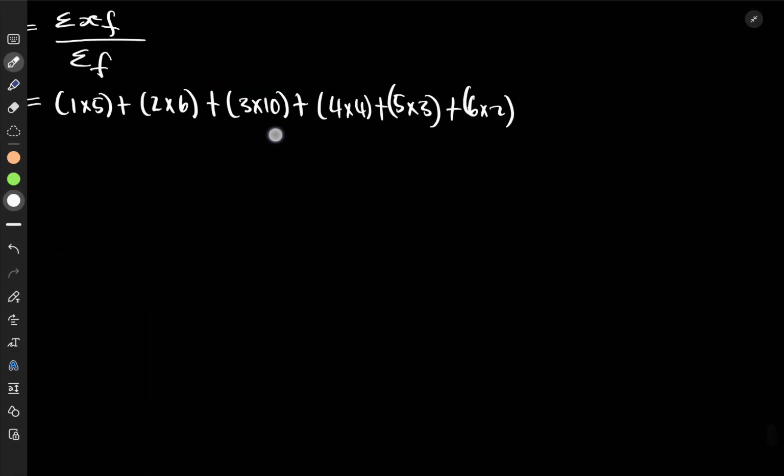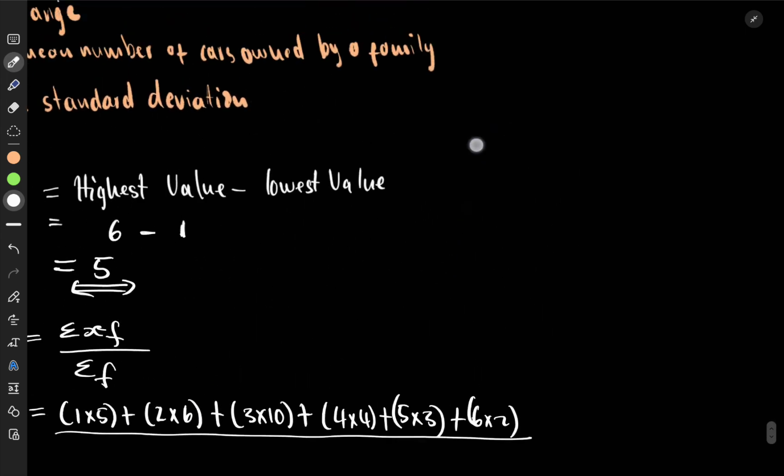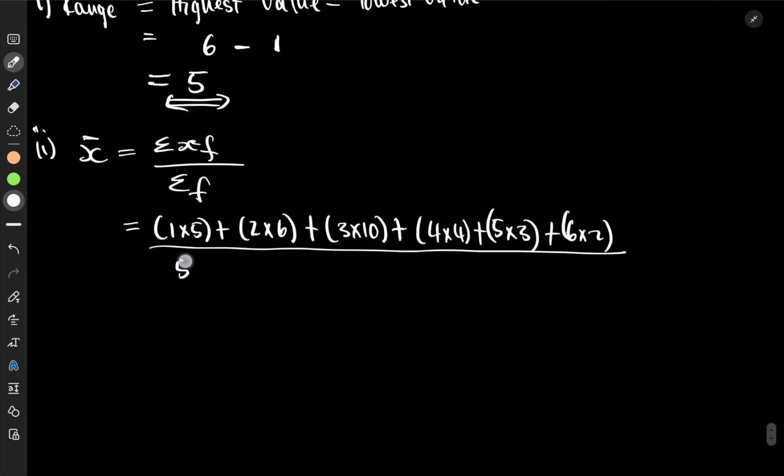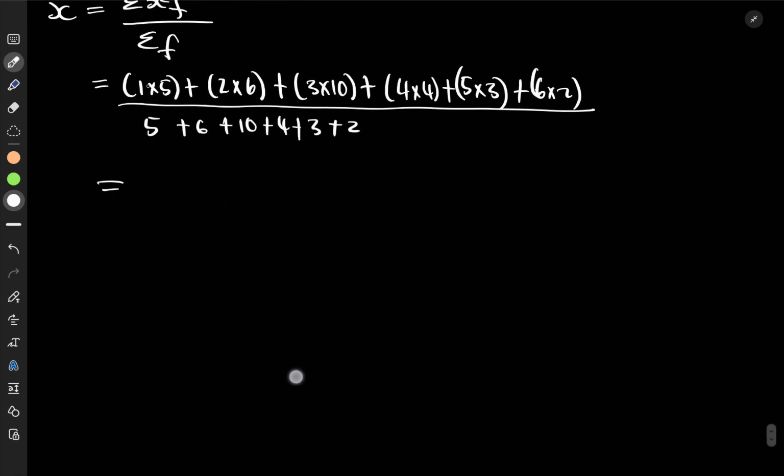And then if I want to put the frequencies now, I know that the frequencies are 5, 6, 10, 4, 3, 2. So it'll be 5 plus 6 plus 10 plus 4 plus 3 plus 2, which we can go and find. Now the solution, let's do it. 1 times 5 is 5, plus 6 times 2 is 12, plus 3 times 10 is 30, plus 4 times 4 is 16, plus 5 times 3 is 15, plus 6 times 2 is 12, all over 5 plus 6.